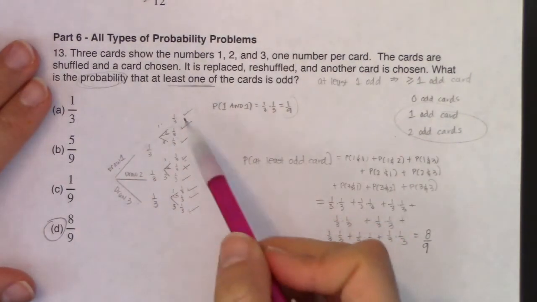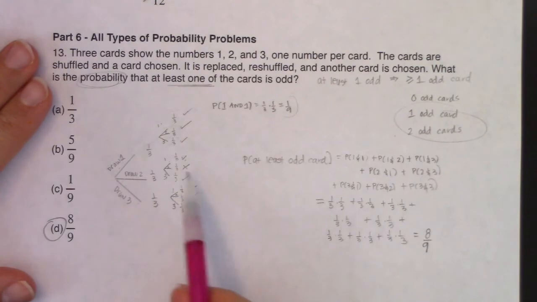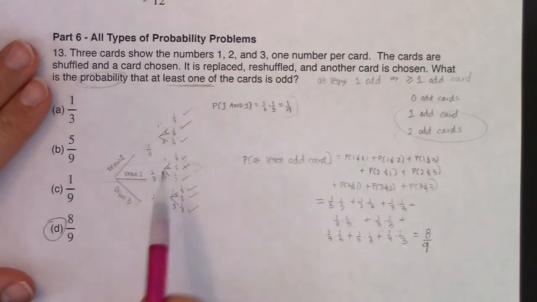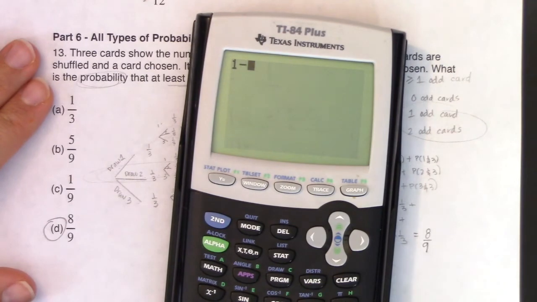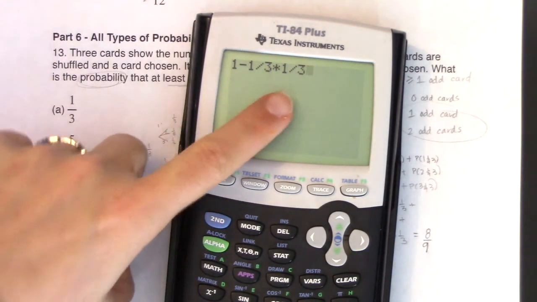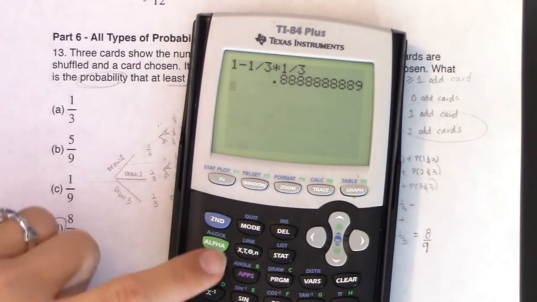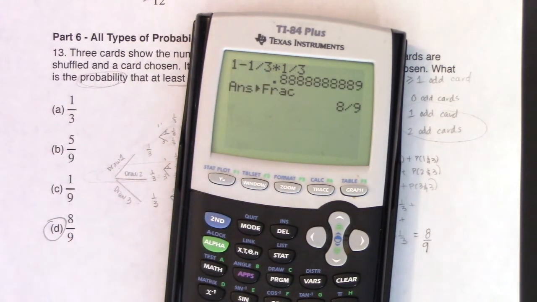And for me personally, again, I like to use the complement rule. I know all of these branches have to total out to 1, so I would just subtract from 1 the 1 branch I didn't want. So I would start with 1, and I would subtract out the 2 and 2 branch, right? 1/3 times 1/3, that gets me to 0.8888, which is 8/9.